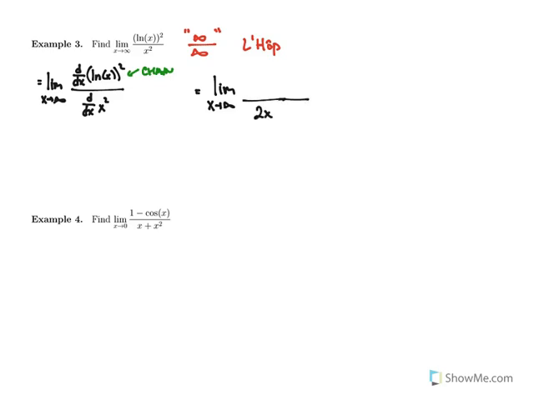And the top is going to be the derivative of the outside, which is 2 times the inside, 2 times natural log, times the derivative of natural log. So we're going to do this step by step. We'll write this as 2 natural log of x times 1 over x. That's the derivative of natural log, over 2x.